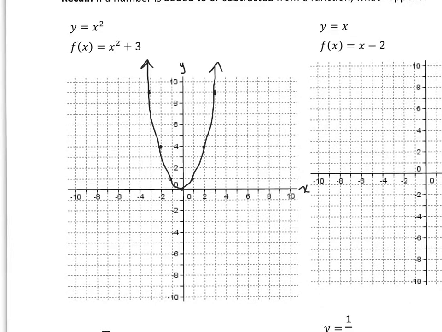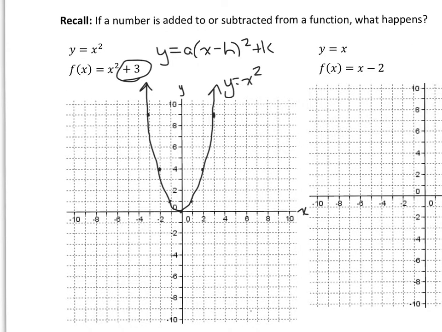So the first thing we're going to do is graph the parent function, which is y equals x squared for this particular example. Now this graph is going to be vertically translated 3 units up. And why is that? Well, that's because of that right there. And in the vertex format of the quadratic equation, we have y equals a times (x minus h) squared plus k.